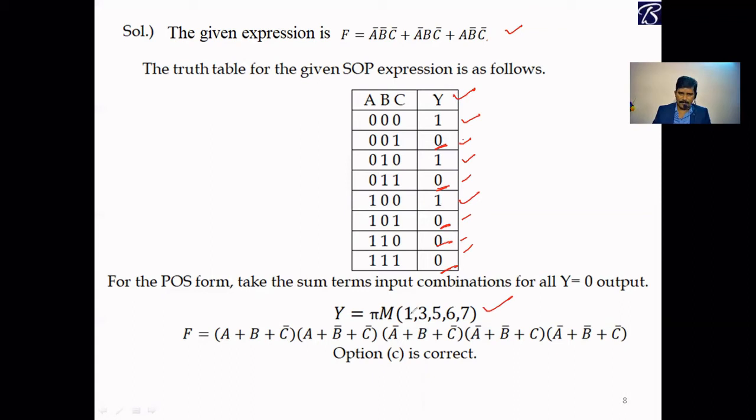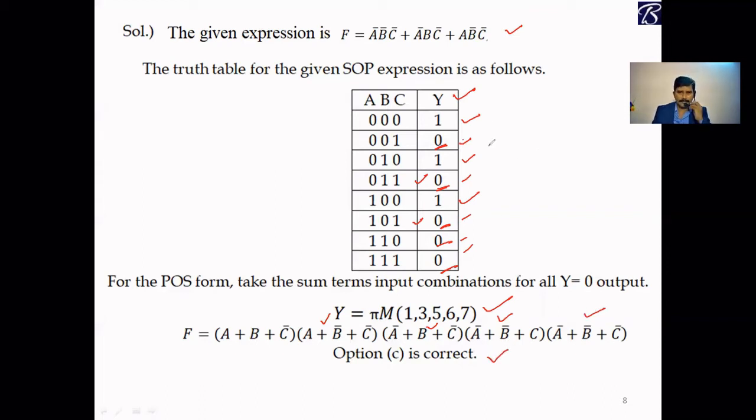1 means 0, 0, 1, that means A plus B plus C bar. This is A plus B plus C bar because 0 indicates uncomplemented, 1 indicates complemented. And next, 0, 1, 1: A plus B bar plus C bar. For 1, 0, 1: A bar plus B plus C bar. And for the next, 1, 1, 0: A bar plus B bar plus C. And last, 1, 1, 1: A bar plus B bar plus C bar. So here option C is correct.